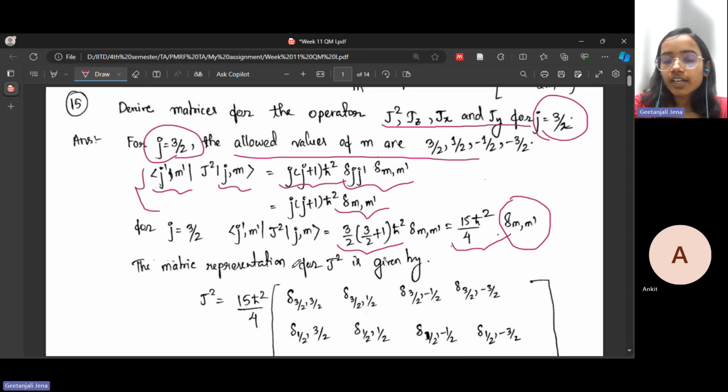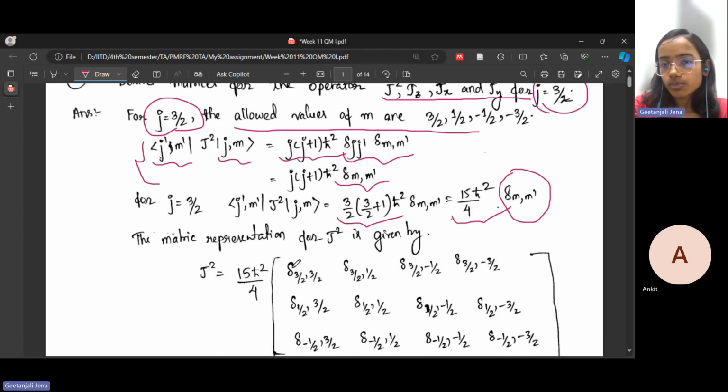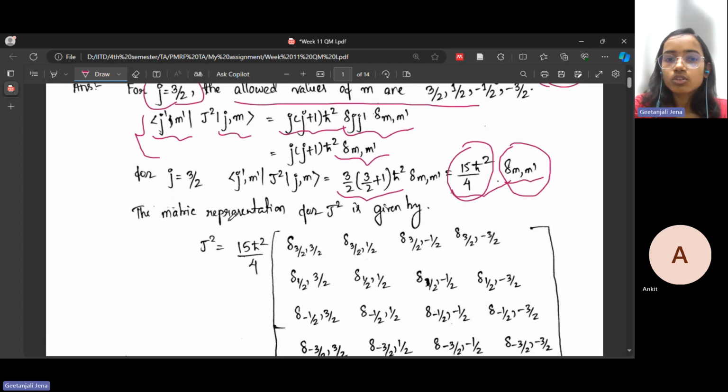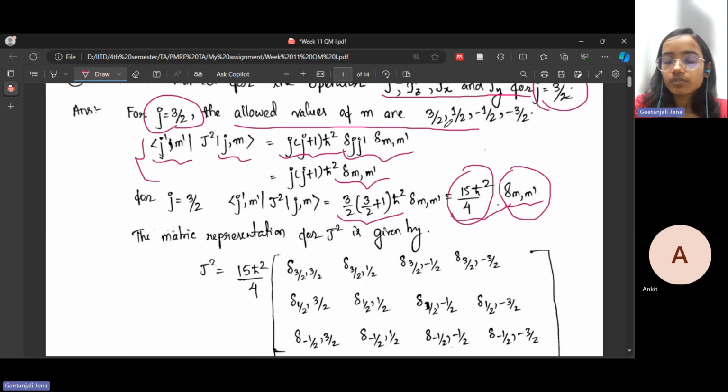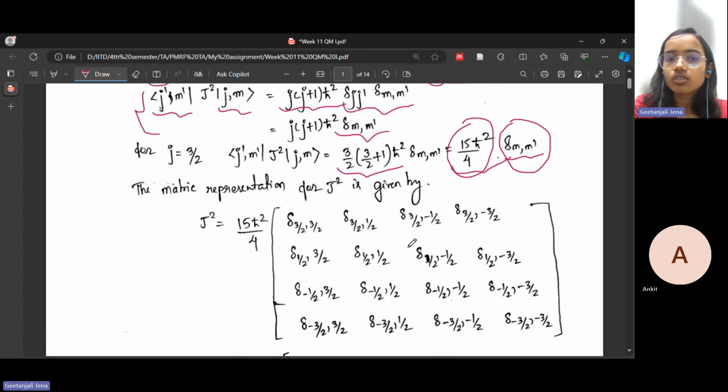So the matrix that you can write, you already know it is a 4 cross 4 matrix, and there is a constant term here which is 15ħ²/4. The remaining will be δ_mm'. You know that the maximum value of m is 3/2. So for the first row you take m equal to 3/2 and keep it as a constant. Now you vary the value of m'.